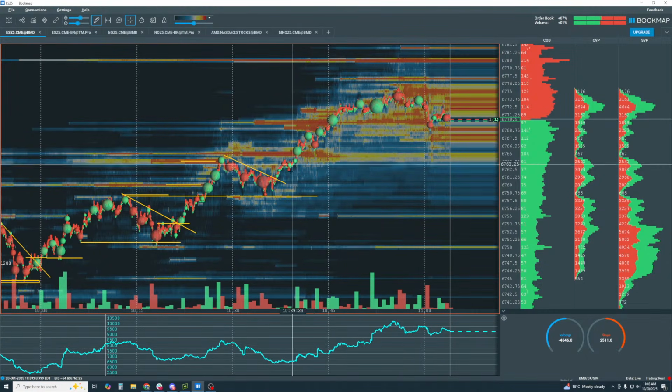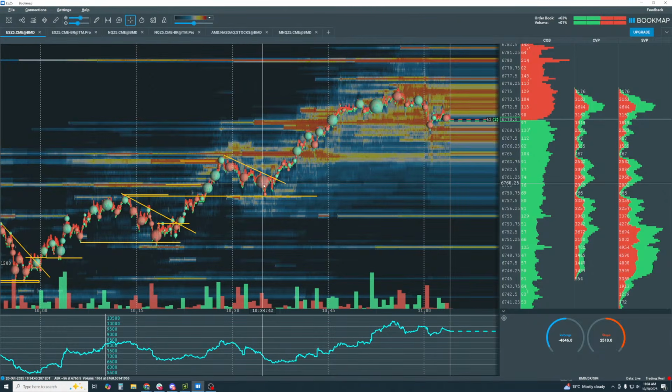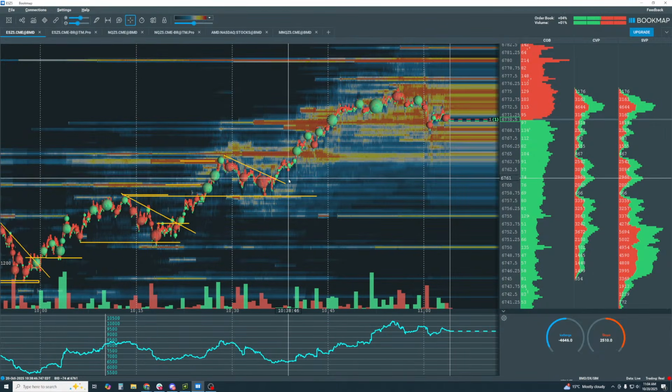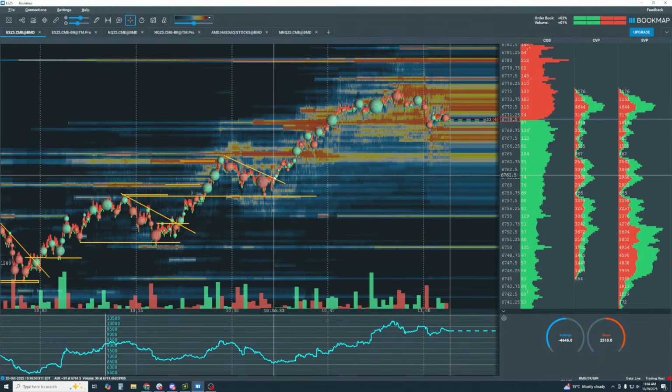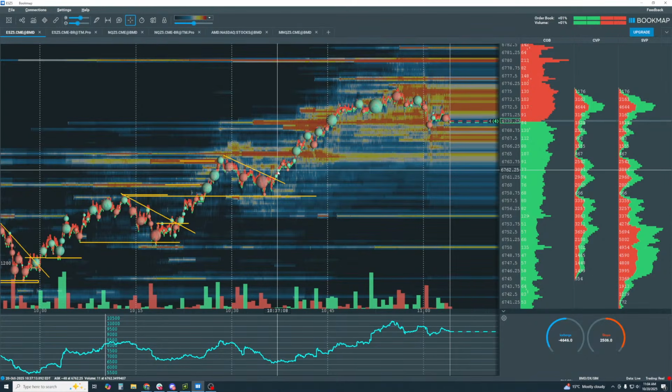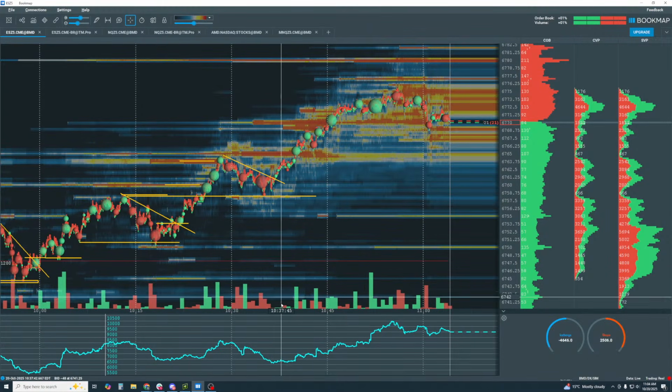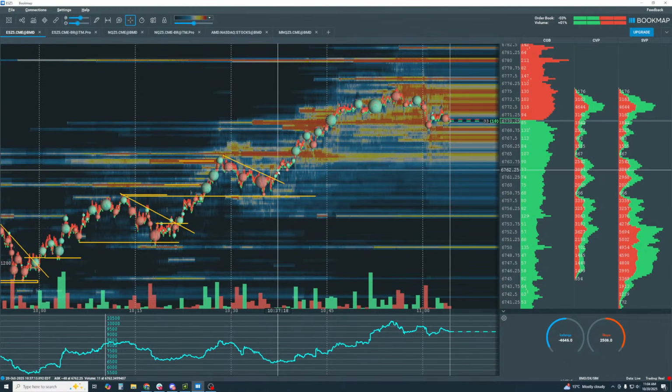It's really about the context of that volume. Sellers could have taken it down, and they just kind of dried up. And look at the volume in here that took it back up. There's very little volume in here.